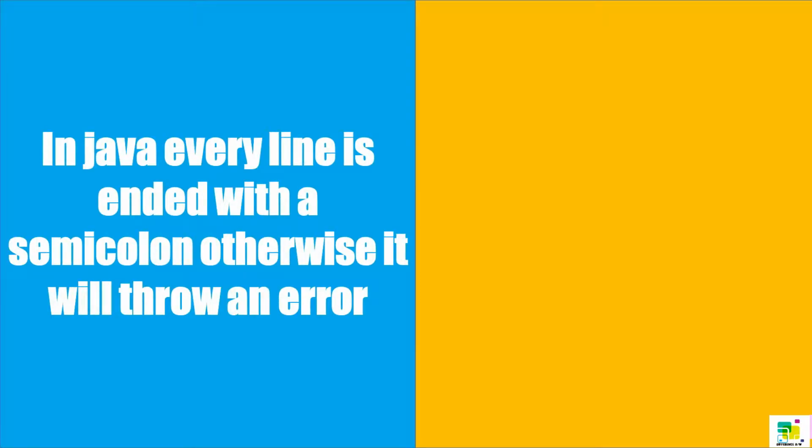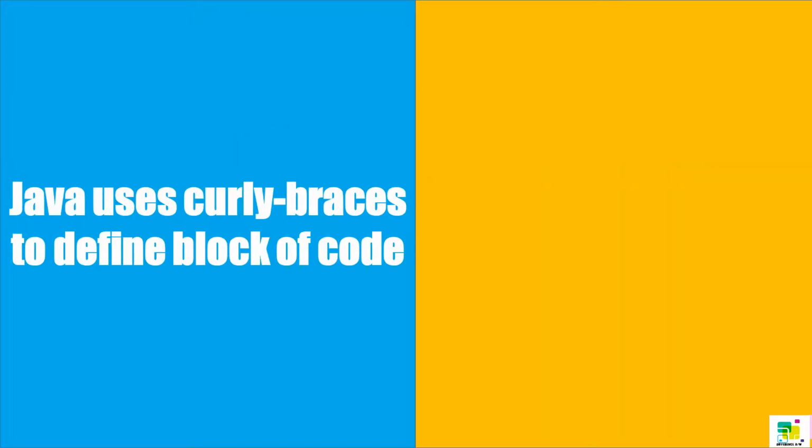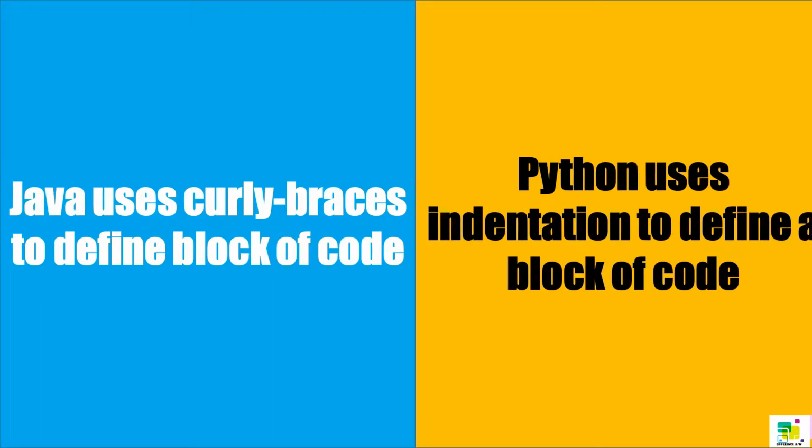In Java every line ends with a semicolon, otherwise it will throw an error. And in Python there is no need for a semicolon to end the line. Java uses curly braces to define the block of code. But Python uses indentation to define a block of code.